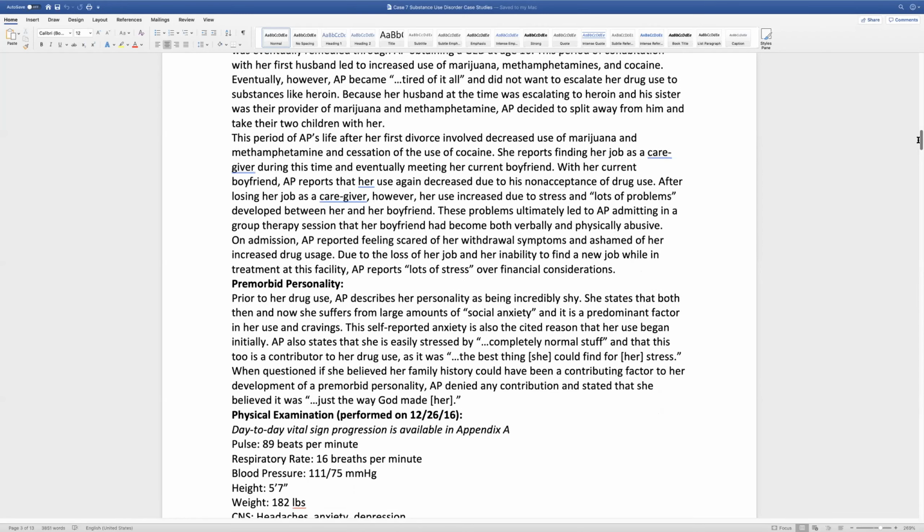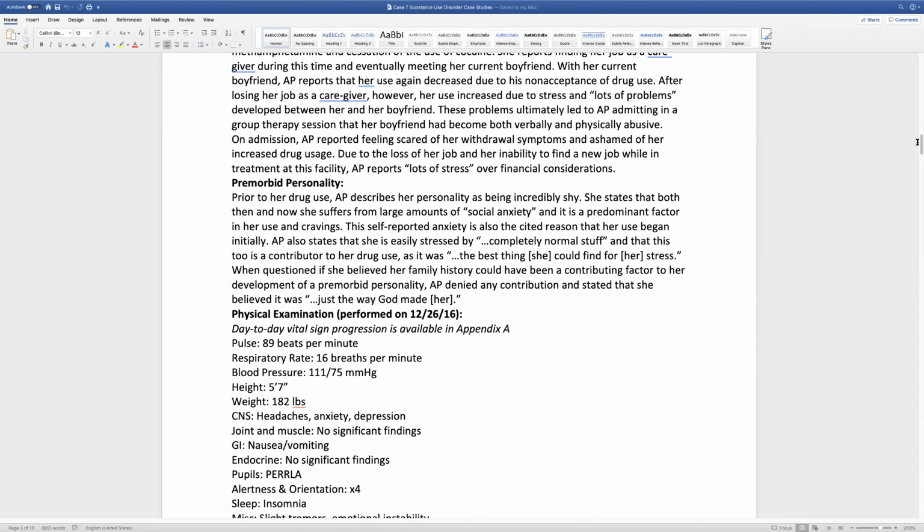Her premorbid personality issues: prior to drug use, AP describes her personality as incredibly shy. She states that both then and now she suffers from a large amount of social anxiety, and it's a predominant factor in her use and cravings. Self-reported anxiety is also cited as the reason for her beginning use initially. AP also stated that she is easily stressed by completely normal stuff, and that this too is a contributor to her drug use, and it was the best thing she could find for her stress.